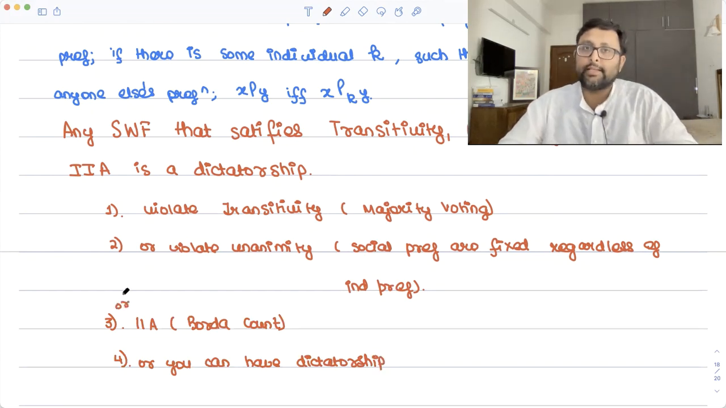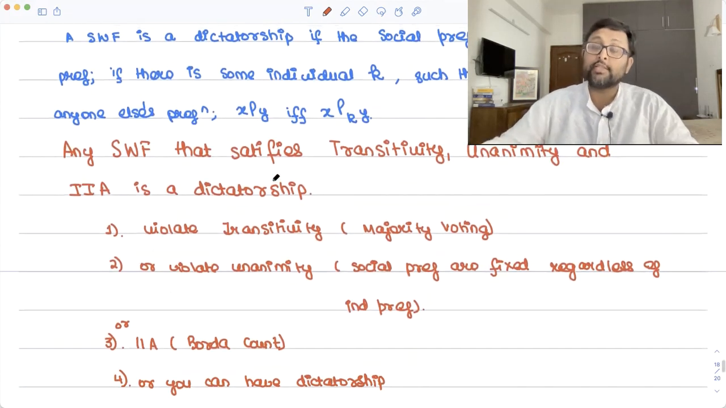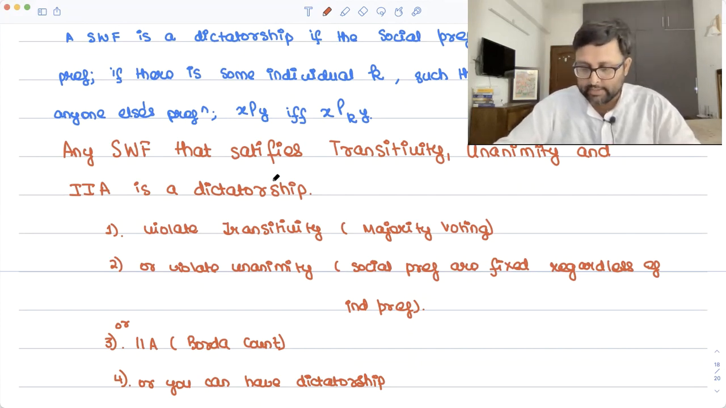So basically, this is the idea. So either you violate transitivity, and all of the three could be violated, maybe. But something you will have to violate. So if you want your social welfare function to satisfy transitivity, unanimity, and independence of irrelevant alternatives, the kind of social welfare function that is going to be generated is a dictatorship, right?